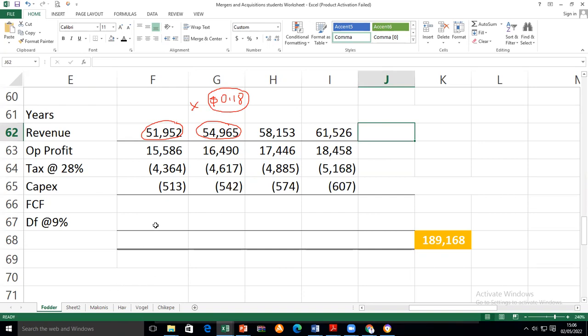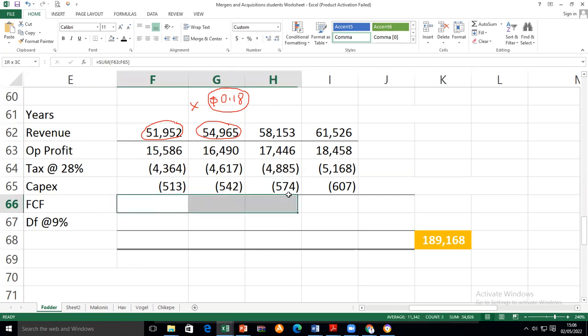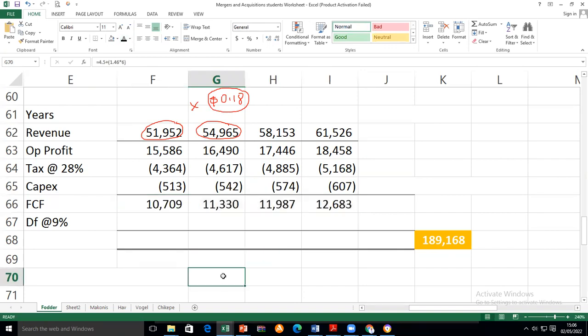And with this, you are done with the cash flows. I'm sure you are starting to see that there's no big deal really about free cash flow. There's no big deal about free cash flow.